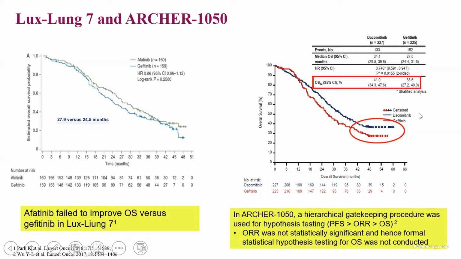In ARCHER 1050, dacomitinib versus gefitinib, here also the curve shows there is a difference, but it is statistically not significant. So in ARCHER 1050, a hierarchical gatekeeping procedure was used for hypothesis testing, where PFS comes before overall response rate, which comes before overall survival. So ORR was not statistically significant, and hence formal statistical hypothesis testing for overall survival was not conducted.